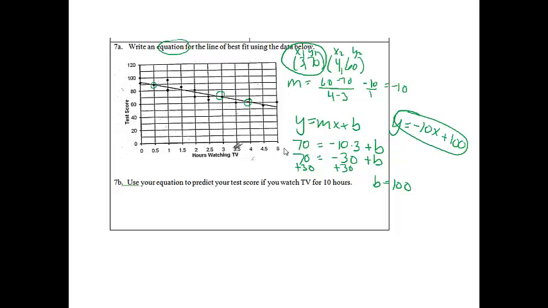All right, next thing that I want to do, use your equation to predict your test scores if you watch TV for 10 hours. So I want to use my equation, and instead of x, I'll just plug in 10 hours, negative 10 times 10 is going to be negative 100 plus 100. So I guess I would expect a 0 on my test score if I watched for 10 hours, because that probably means I didn't study at all.